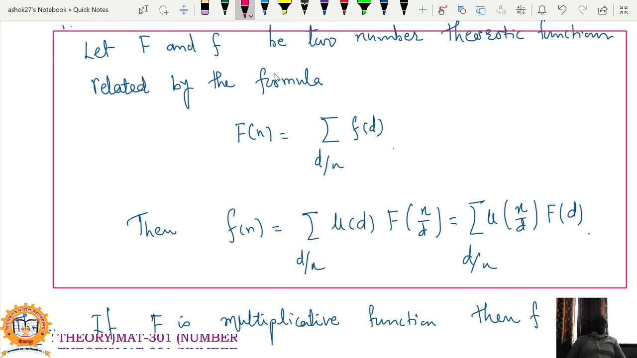Let capital F and small f be two number theoretic functions related by the formula: capital F of n is given by summation of small f of d, where d divides n. Then what is small f? What we have given is capital F in terms of small f. Then how to write small f in terms of capital F? It is given by the Mobius inversion formula. That's why this formula is called the inversion formula. So small f of n equals summation of mu of d, capital F of n upon d, where d divides n, d is a divisor of n. Or also you can write summation of mu of n upon d into capital F of d, where d divides n. So this is the statement of the Mobius inversion formula.